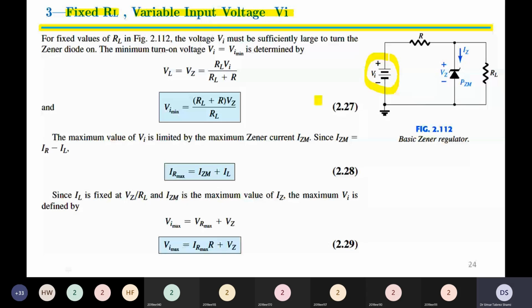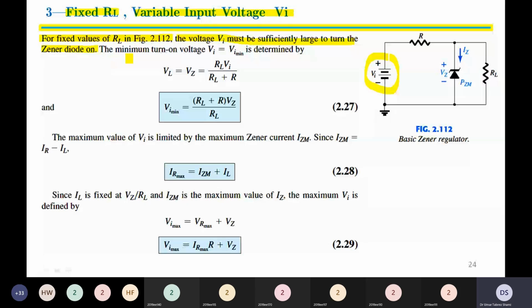Okay, so for the fixed value of RL shown in figure 2.112, the input voltage VI must be sufficiently large to turn the Zener diode on. That is, we must ensure that the input voltage is sufficiently large to break down the Zener diode.